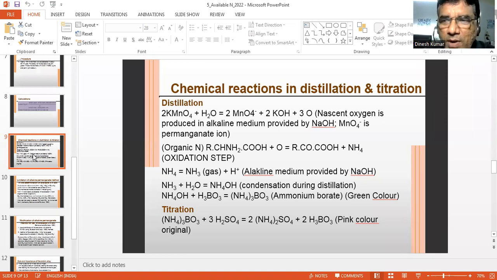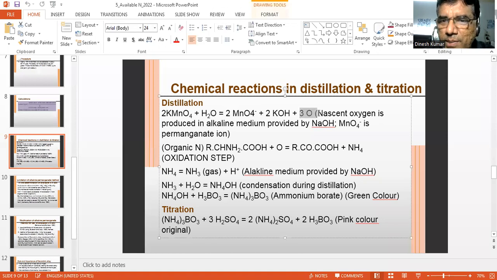Now, I just want to show you some reactions, how it is happening. What is the role of potassium permanganate? How is it oxidizing the organic matter and liberating the nitrogen? So you can see this KMnO4 plus H2O, water is there in the sample, and the permanganate reacts to give KMnO4 plus 2 KOH. And the interesting thing is that 3[O] is released. 3[O] is a highly oxidizing agent. This is called nascent oxygen.